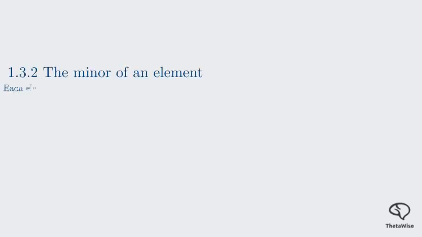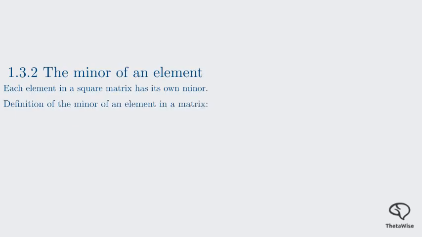Let's define what a minor is. We're now in section 1.3.2, the minor of an element. Each element in a square matrix, including a determinant, has its own unique minor. The minor is essentially a smaller determinant that is associated with a specific element. The definition states that the minor of an element, denoted as m sub ij, is the value of the determinant that results from deleting the row and the column in which that element lies.